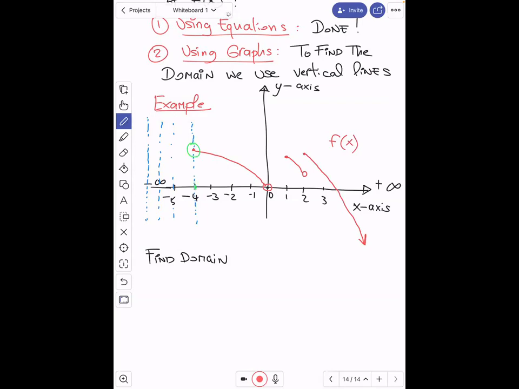So again, I don't really care about the y-axis, the vertical axis. My input x is on the x-axis, which is the horizontal axis. So for this -4, because there is an intersection, it means that the corresponding output y is well defined. And so this -4 will be in the domain of f. Now, of course, I'm going to continue with my vertical lines.